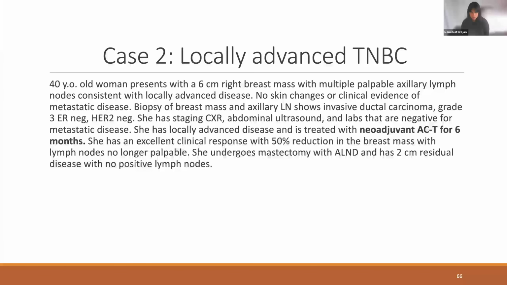Because she has locally advanced disease, she's treated with neoadjuvant ACT for 6 months, and she has excellent clinical response with 50% reduction in the breast mass, and the lymph nodes are no longer palpable. She undergoes a mastectomy with axillary lymph node dissection and has 2 centimeters of residual disease with no positive lymph nodes. What do we do next?